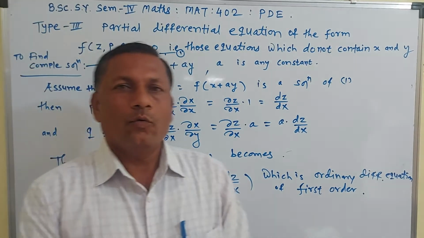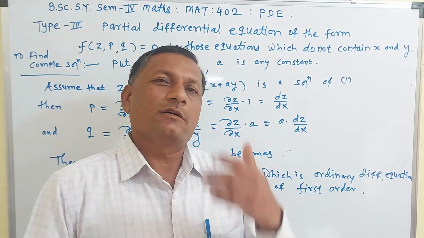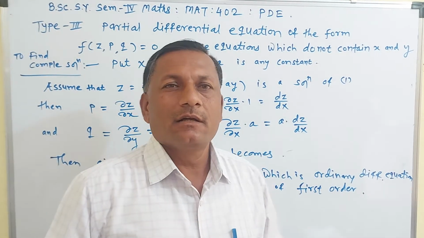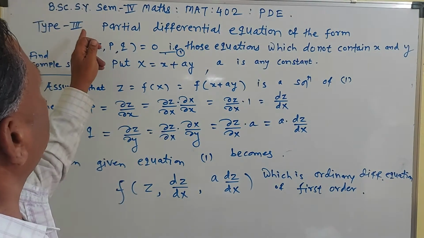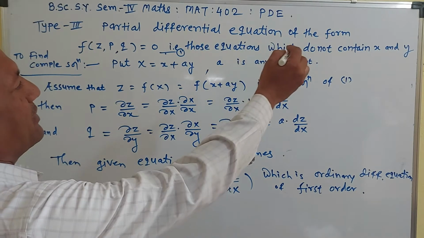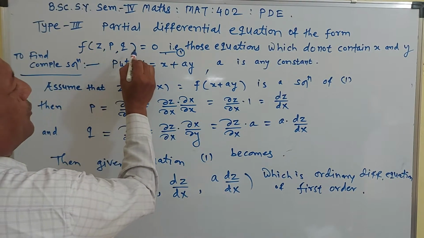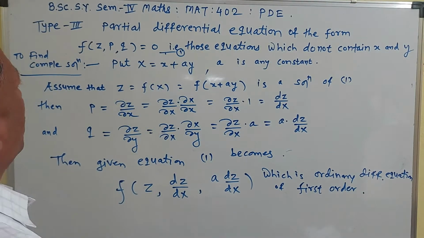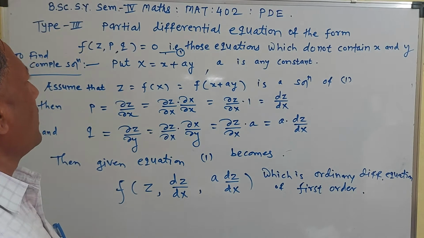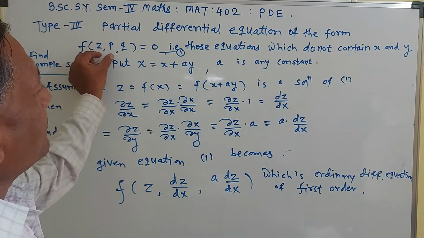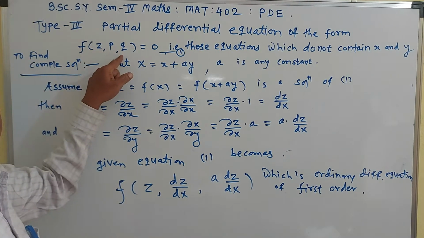Hello students, we know the first type and second type of partial differential equation and how to solve for the complete integral and singular integral of those types. Now we see the standard format of the third type of partial differential equation, of the form f(z, p, q) = 0, where p = ∂z/∂x and q = ∂z/∂y. Now, this equation is of the type where x and y are absent.